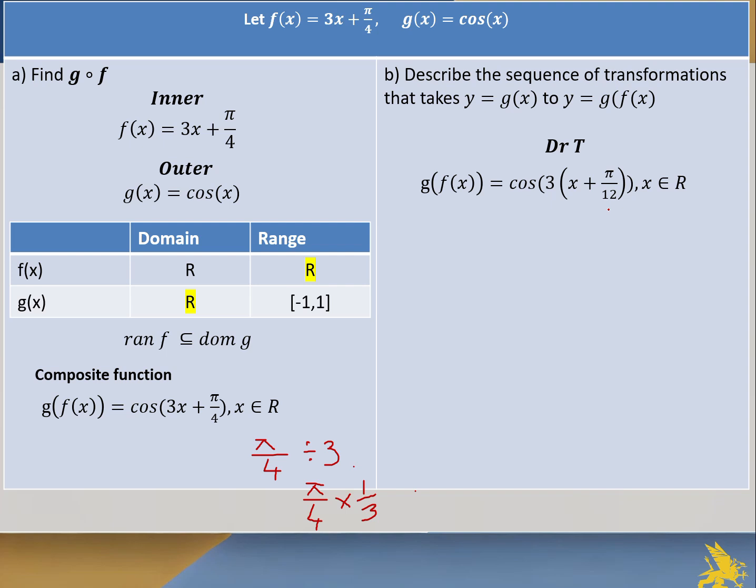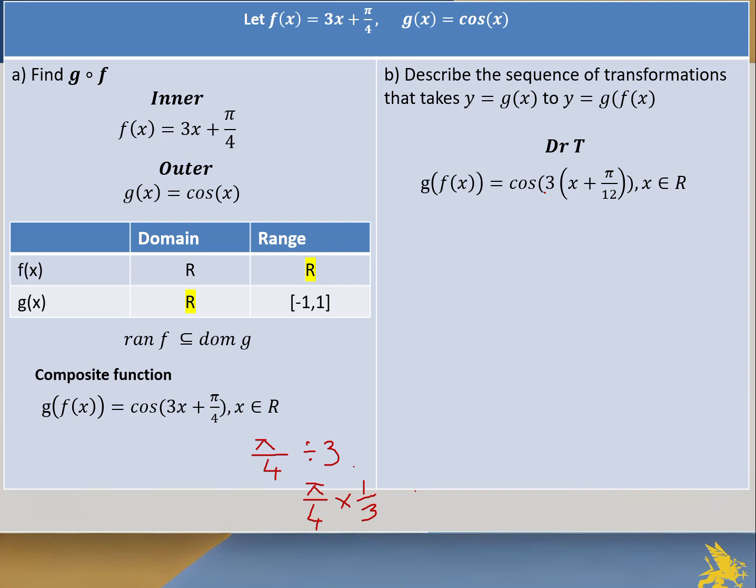So as you can see over here, I've just factored that 3 out, and I can double check and times it by pi over 12. 3 times pi over 12 is 3 pi over 12, which is pi over 4. So it's always good to double check just to make sure we haven't made any mistake.